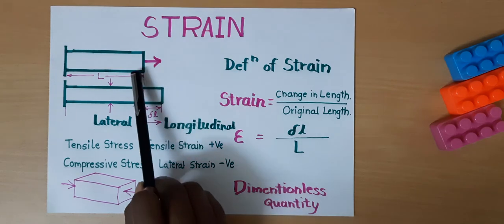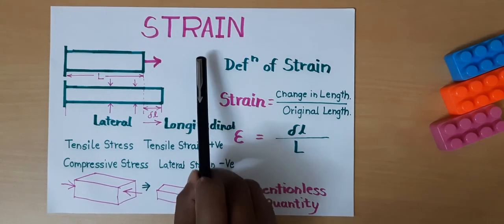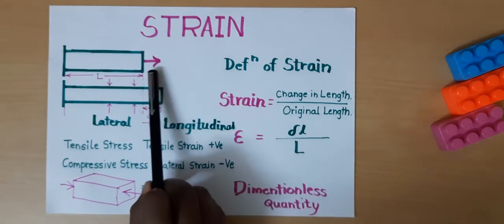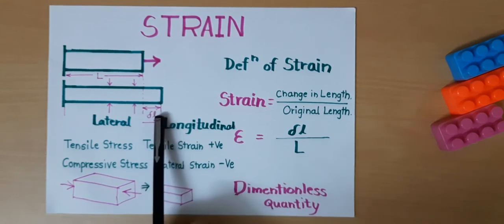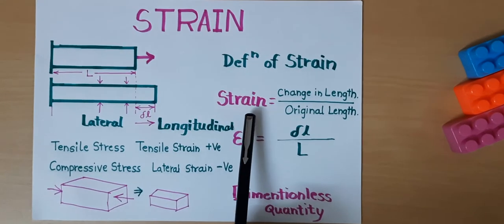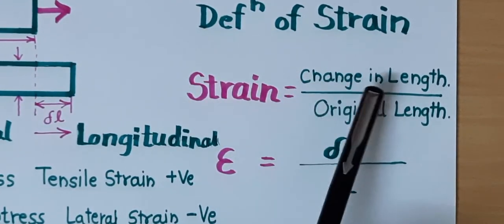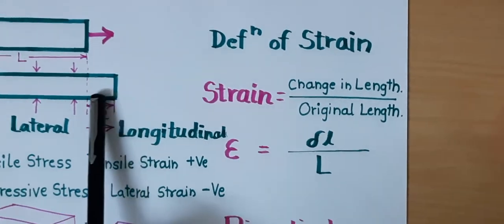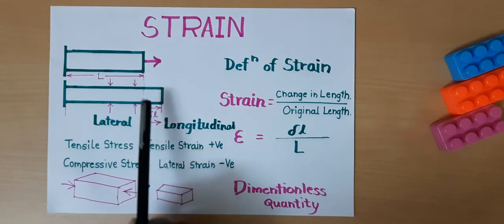But during this movement, it will also try to contract its diameter. So when there is a deformation, there is a strain. So how can we define this strain? Due to this external load, there is some change in the length of the rod. So strain is defined as the ratio of change in the length divided by original length. That is, change in the length divided by original length.